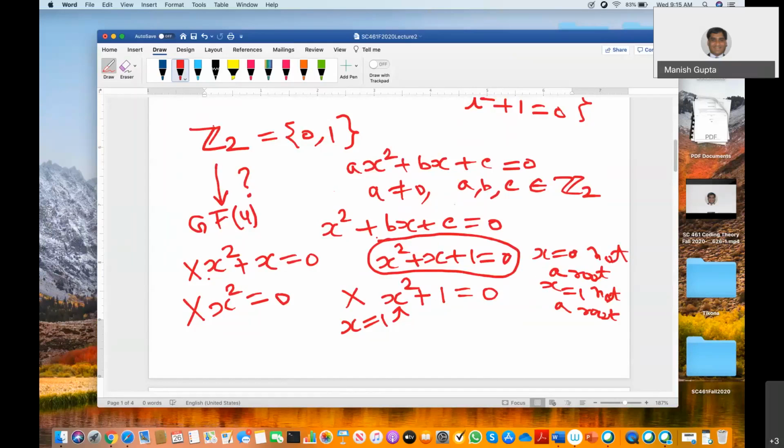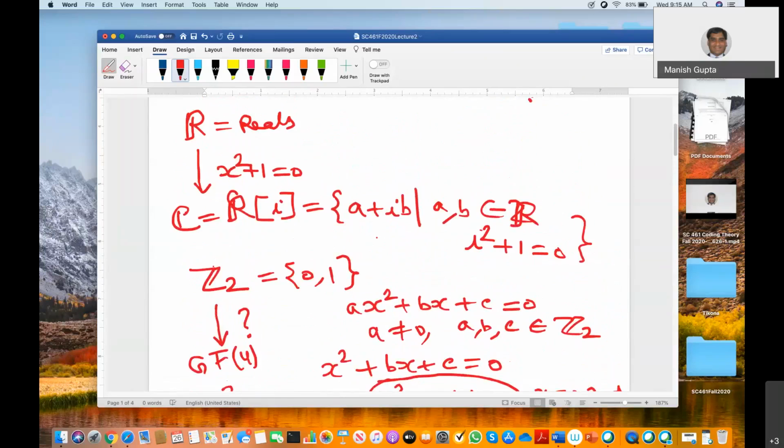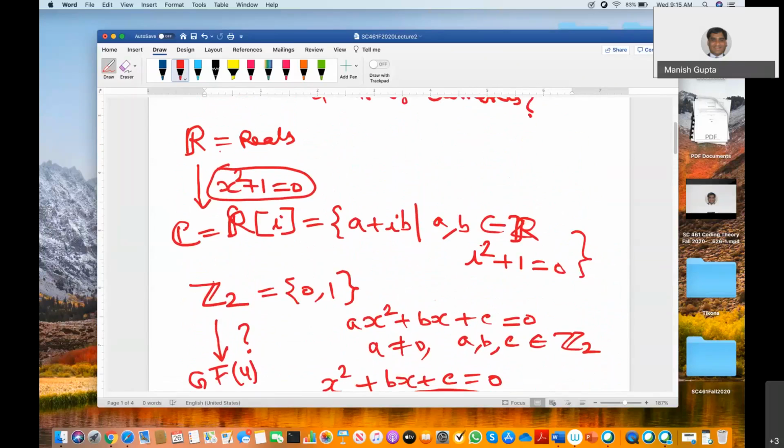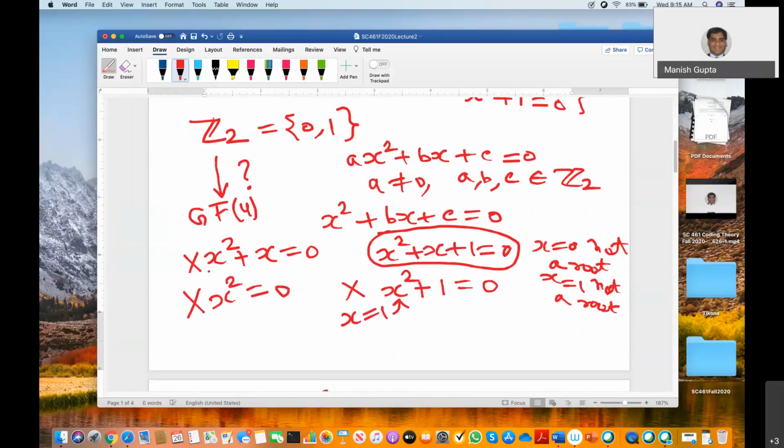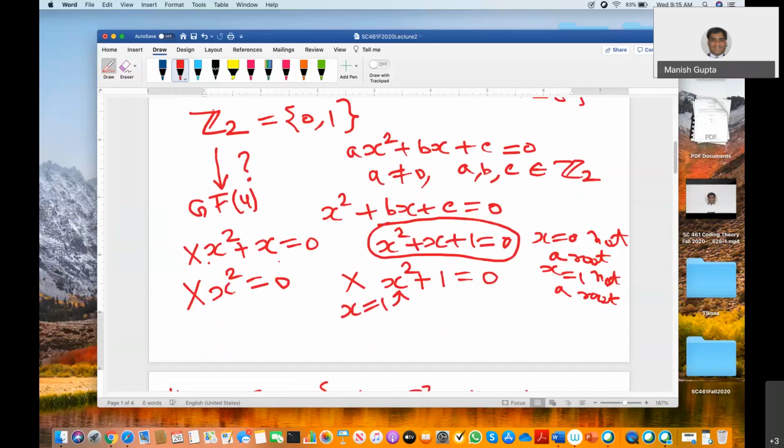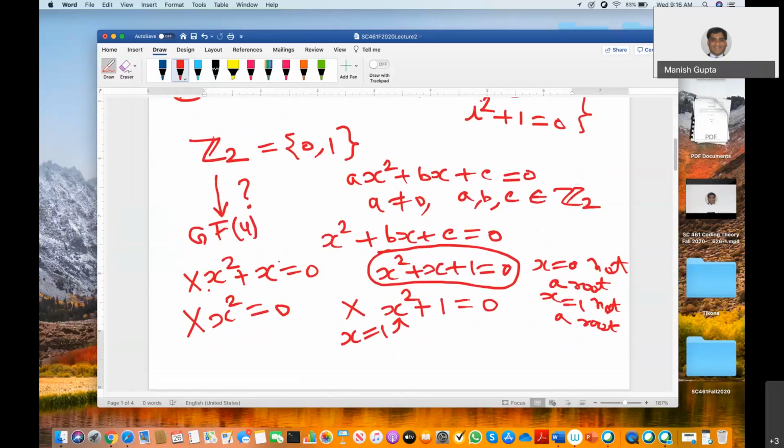In analogy, going from real to complex, we used the equation x square plus 1 is equal to 0. Here in this case, we got the equation x square plus x plus 1 is equal to 0. So this seems to be interesting. Let us try to use this equation. That means we found the equation which has no root over Z2.